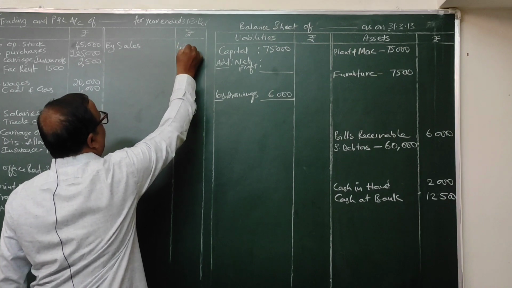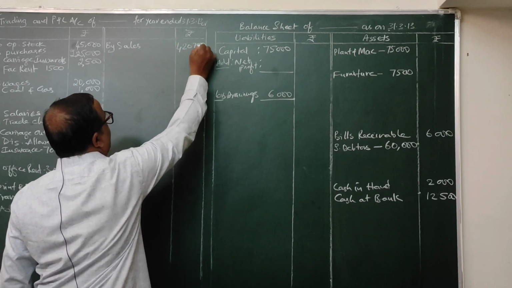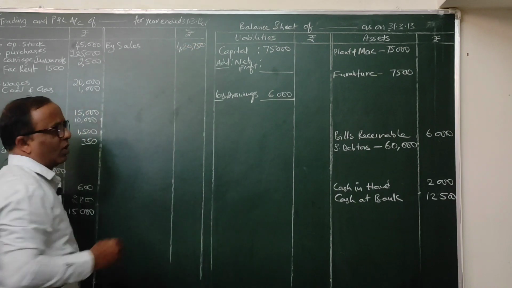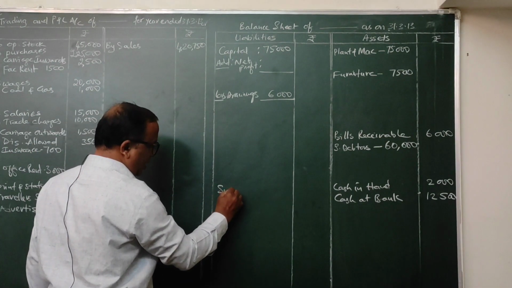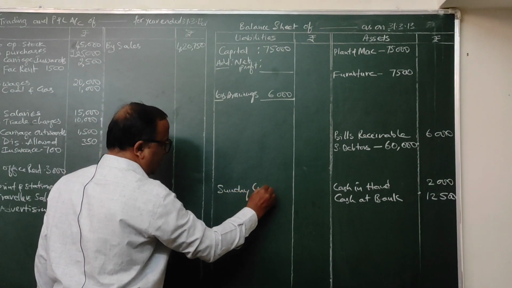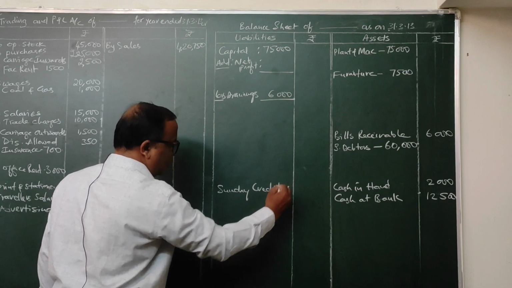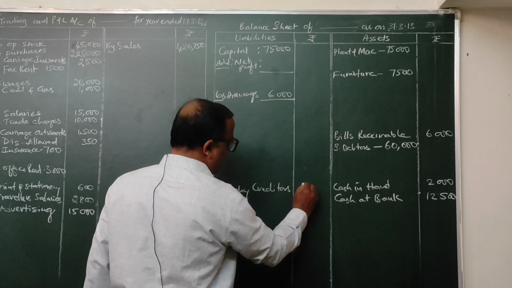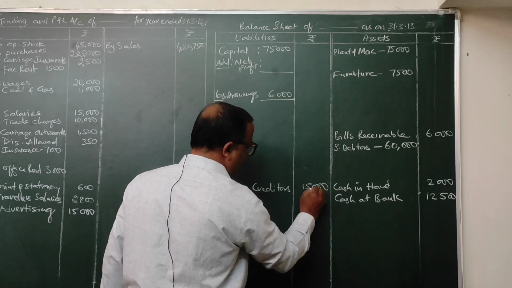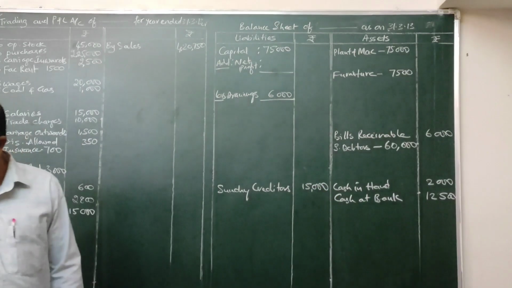4,20,750 he has given. Then sundry creditors he has given. Sundry creditors are current liabilities. So sundry creditors on the liability side. Sundry creditors 15,000, so take it in the outer column. We are not having any adjustment for these 15,000.